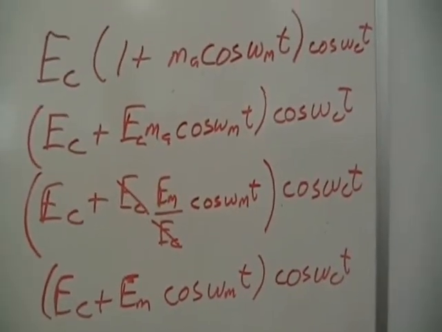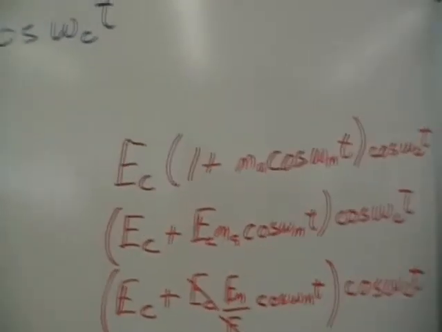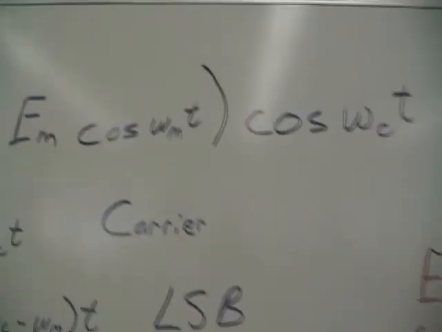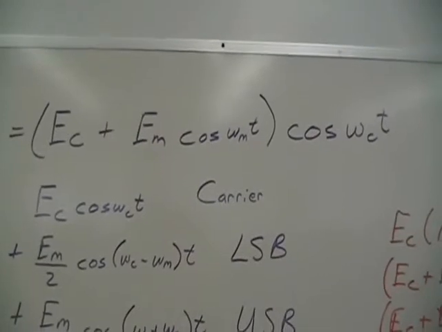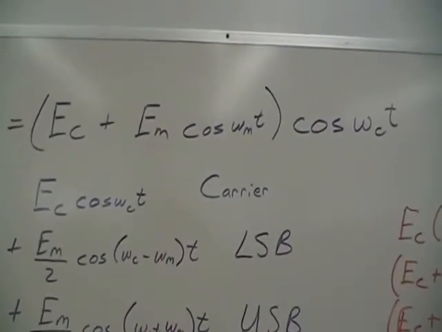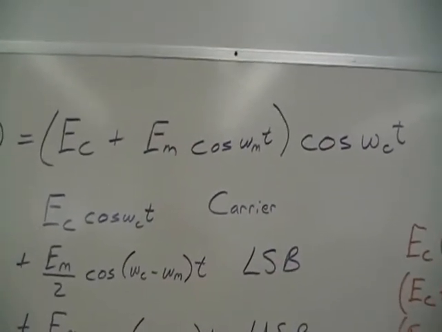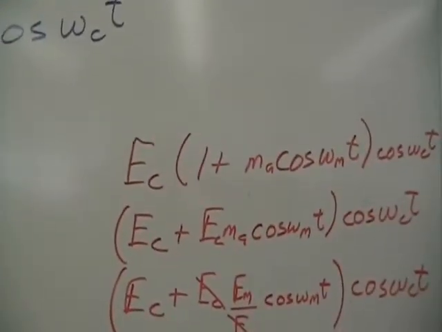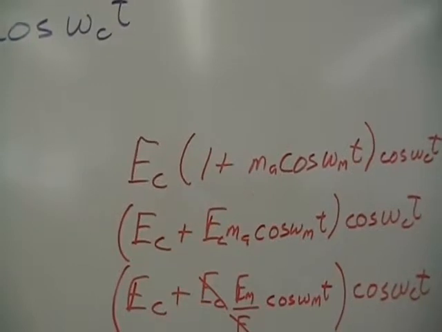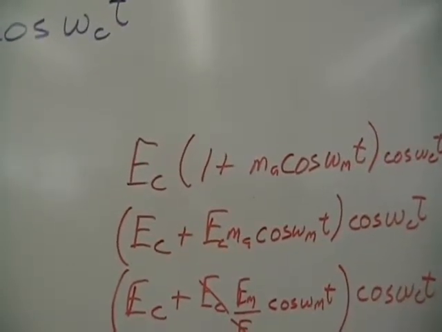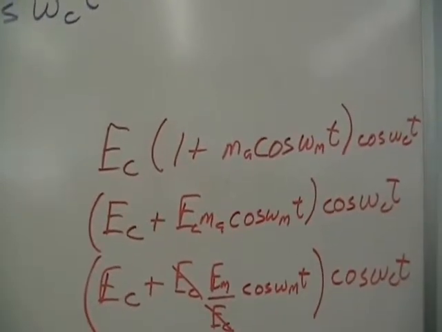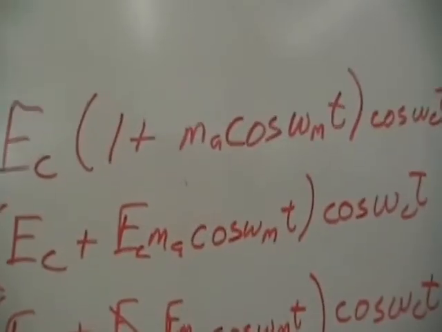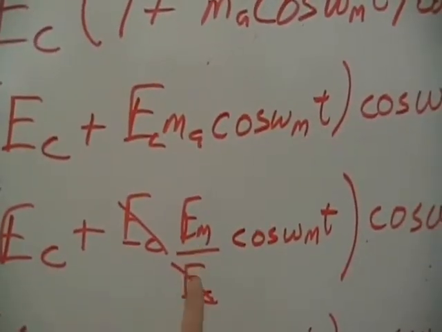The fundamental difference in these two ways of looking at this equation is that in the original equation, the carrier and modulation, E sub c and E sub m terms, are independent of one another. In this equation, the modulation term, m sub a cosine omega m of t, has both the carrier and the modulation in the equation right here.